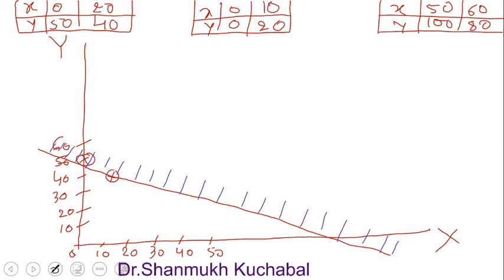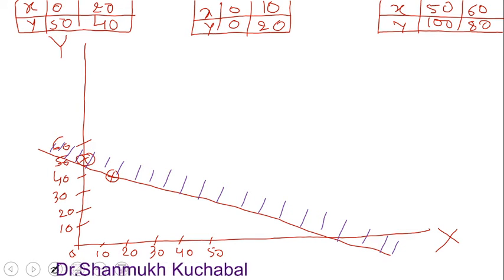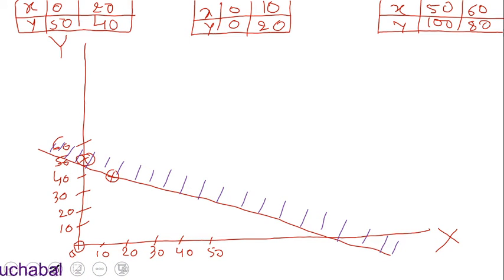Now we will move to the second one. X equal to 0, y equal to 0, here is a point. X equal to 10, y equal to 20, this is a point. So we have to draw the line.